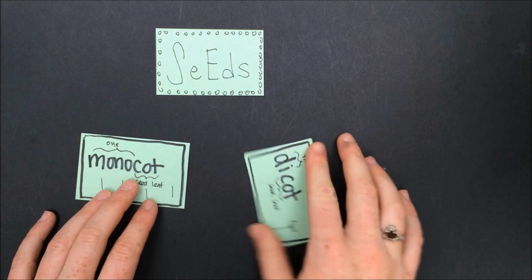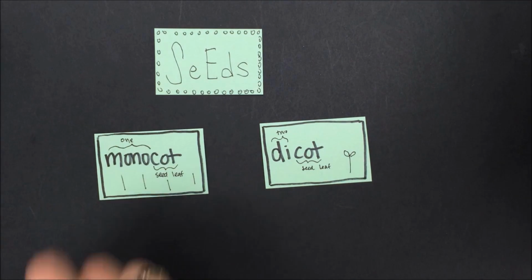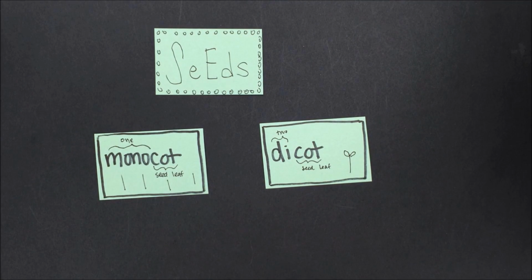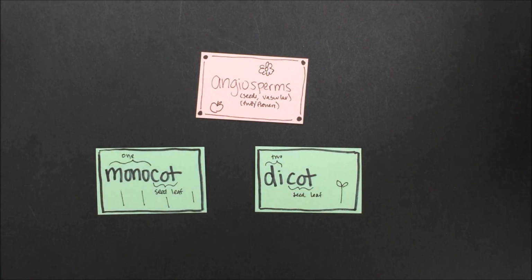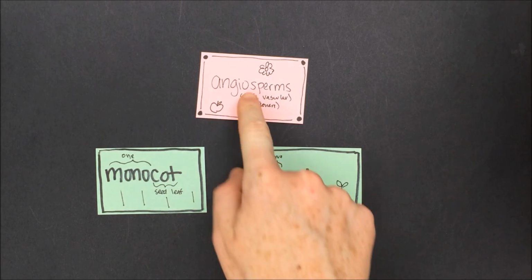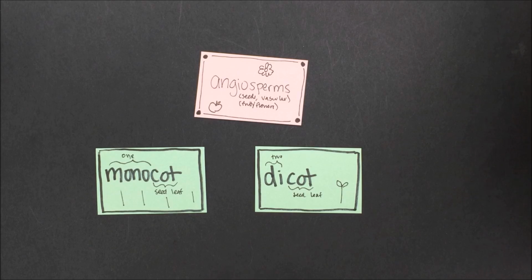The distinction between monocot and dicot comes into play with the seed beginning to germinate. If a plant is a monocot, it will only have one seed leaf as it sprouts up through the ground. If a plant is a dicot, it will branch off into 2 seed leaves as it grows. Monocots and dicots, you'll recall, are categories of angiosperms, flowering plants.